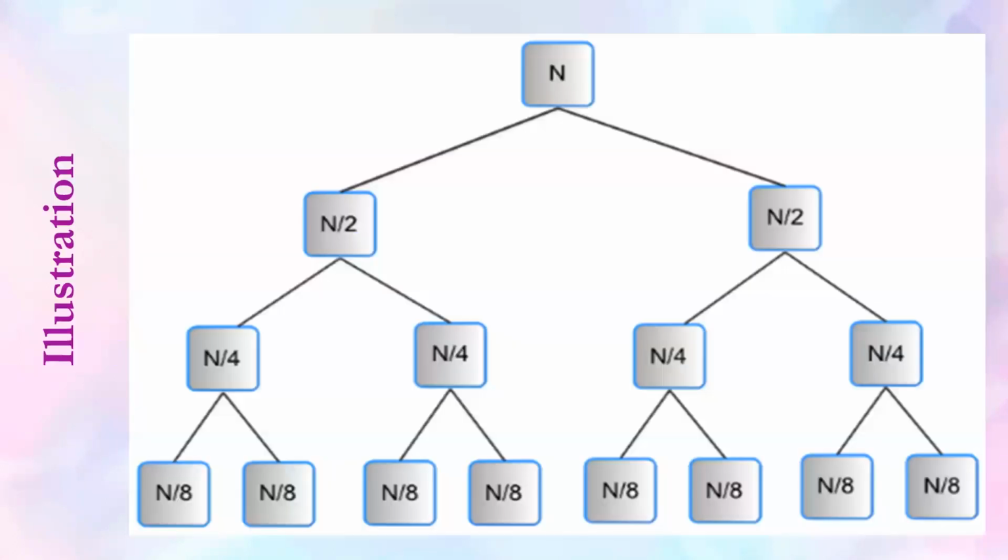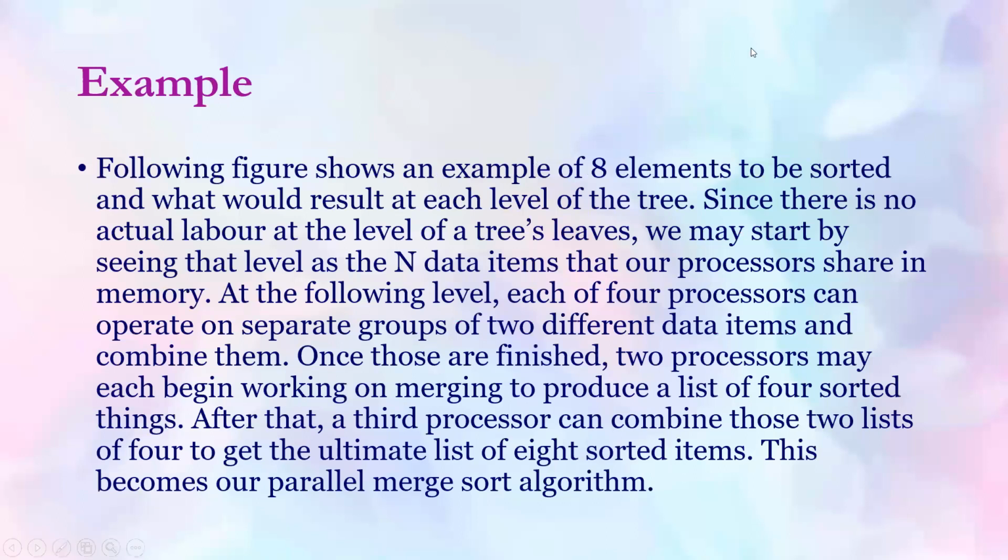So actually there is no labor involved, because my number of processors, small n, is going to be greater than my capital N. I have only 10 jobs, but I have 12 processors on hand. So I will definitely have a highly fine-grained parallelism involved here. Each of our 4 processors can operate on separate groups of 2 different items.